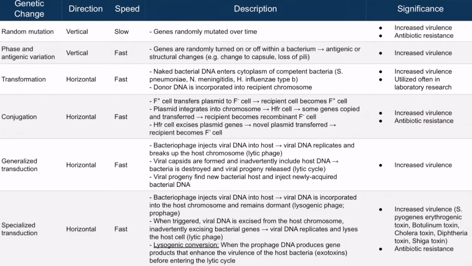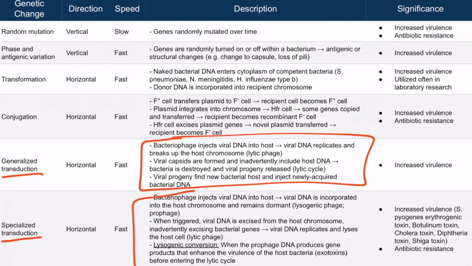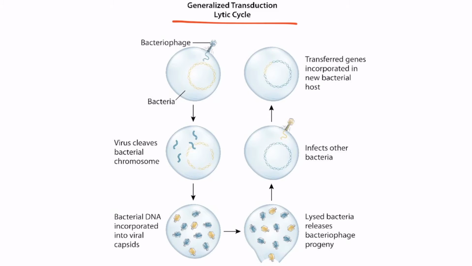Now let's talk about transduction. As you can see, there are two types of transduction: generalized transduction and specialized transduction. And these notes are here for your reference, but let's discuss these ideas through a diagram, starting with generalized transduction. In generalized transduction, a bacteriophage, which you can see right here, will inject its DNA into the cytoplasm of a bacteria. And just so you know, the term bacteriophage just refers to a virus that can infect bacteria.